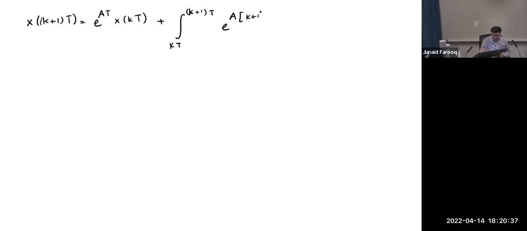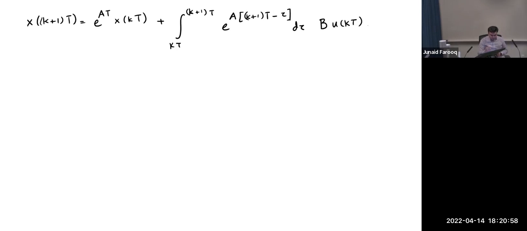So it's x((k+1)T) equals e^(AT) x(kT) plus the integral from kT to (k+1)T of e raised to the power A((k+1)T minus tau), because we brought the term inside and combined it. And outside the dtau, we have B and u(kT).